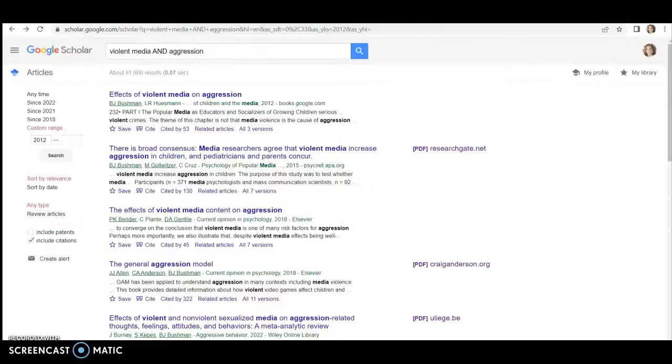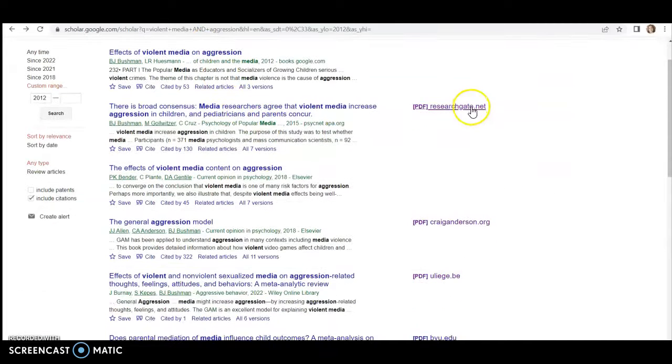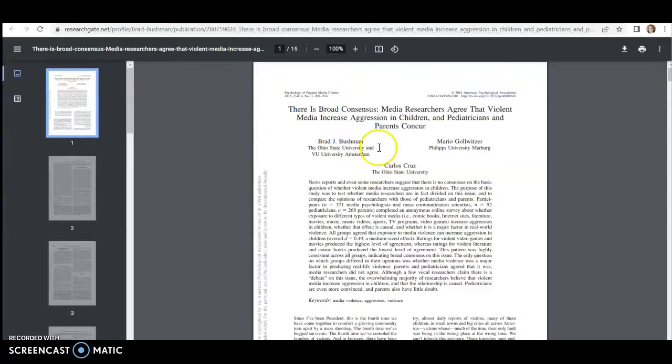Hello class. So I just wanted to real quick go through and break down a research article. So usually what you'll see is an abstract. The abstract is a real quick summary of the study.